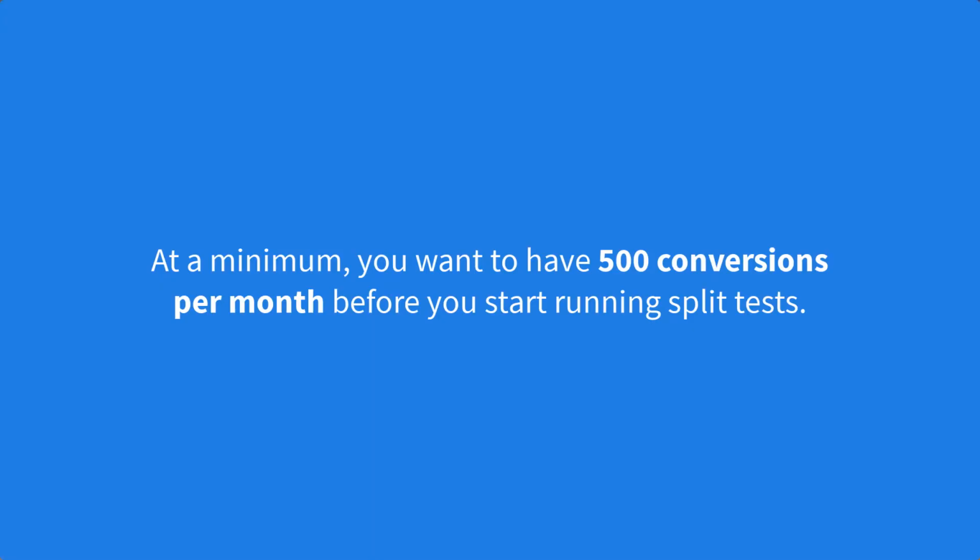You also want the test to last no longer than 4 to 6 weeks. After that time, people start to delete cookies and results begin to deteriorate. So there is a certain amount of traffic required to have a large enough sample size to hit a statistical significance on time. At a minimum, you want to have 500 conversions per month before you start running split tests. Some people say 500 conversions per week or 5,000 visitors per week, but if you have 500 conversions per month, you should have enough data to get started.